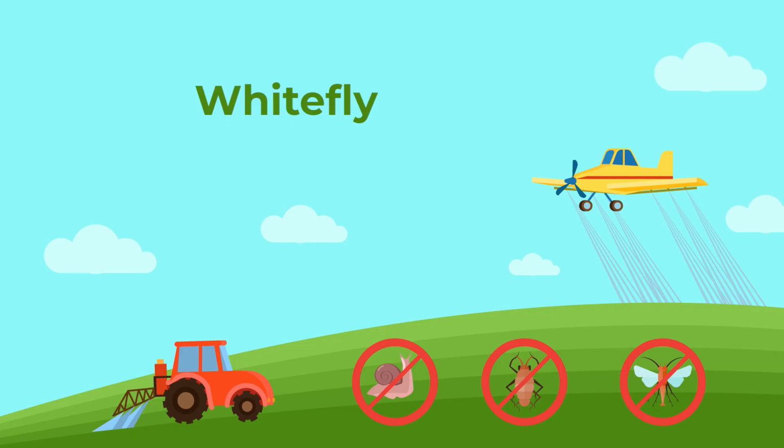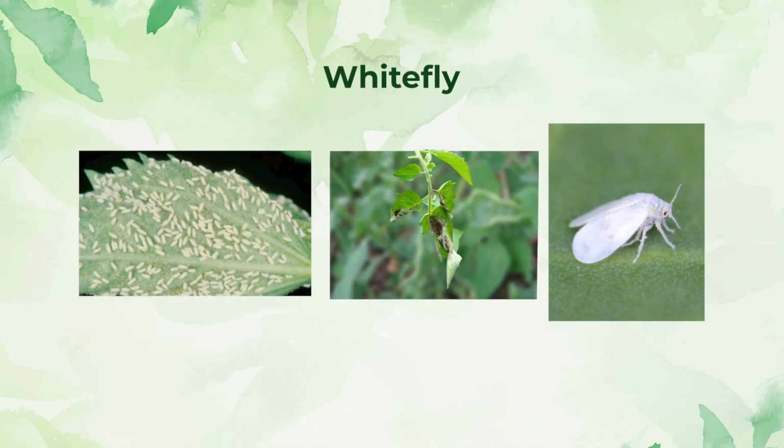Third, whitefly. Whitefly are white tiny scale-like insects covered with white waxy bloom. Nymphs and adults both feed on the upper surface of the leaves by sucking the cell sap. The affected parts of the plant show yellowing and wrinkling of leaves. It also transmits leaf curl viral disease. Let us take a look at the control.